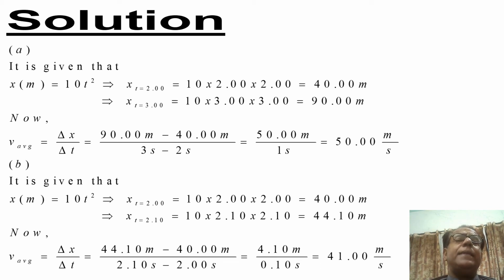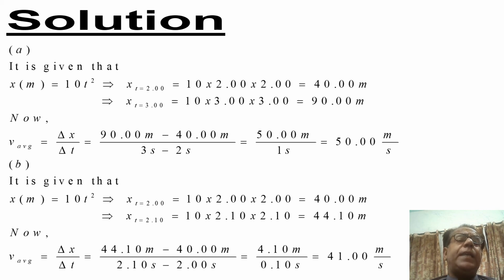Similarly, this implies that x at t equal to 2.10 is equal to 10 into 2.10 into 2.10, which is equal to 44.10 meter. Okay.